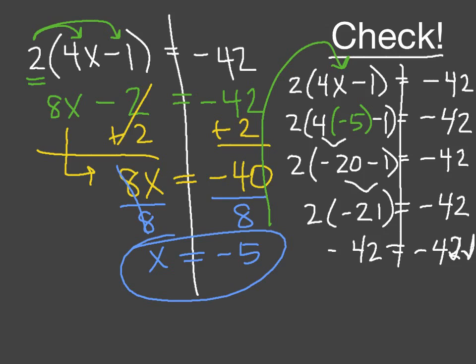So we use the distributive property. Remember, the distributive property is just this part up here where we took that outside number and multiplied it in. But because we used the distributive property, we were able to solve this equation.